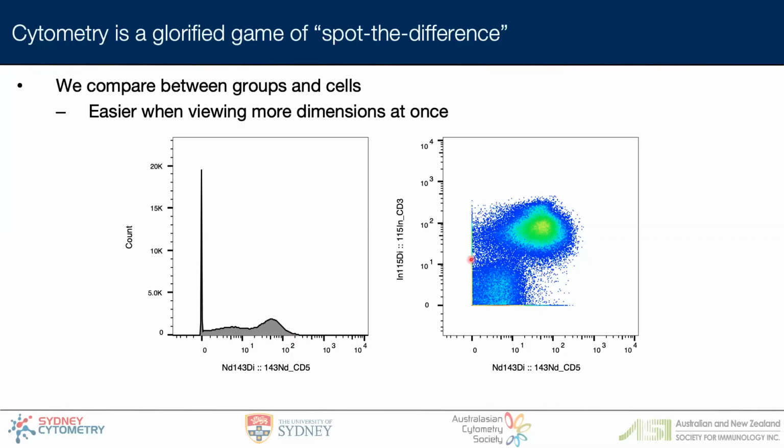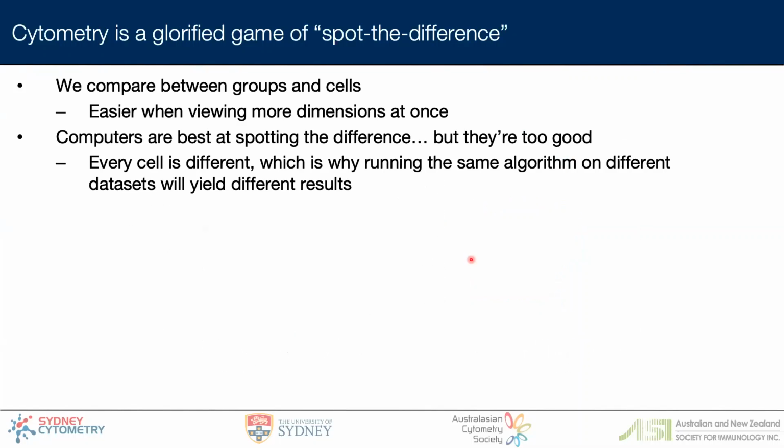And this is one of the big things that computers are able to do. In theory, they could look at an infinite number of dimensions, and with this, they provide a lot of power to help differentiate between different cells. This does come with a big catch, though. When it comes to spotting the difference, computers are by far superior compared to humans, but they're too good. They're a lot more sensitive to differences within data, and this is why humans are a lot better at pattern recognition. It's just because we're not as sensitive as computers.